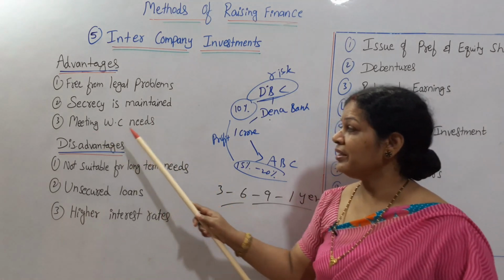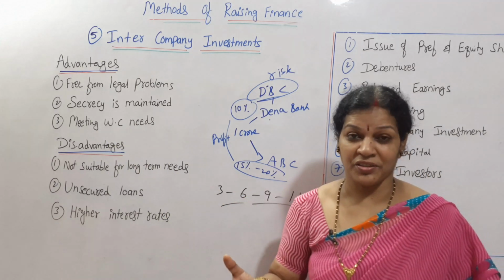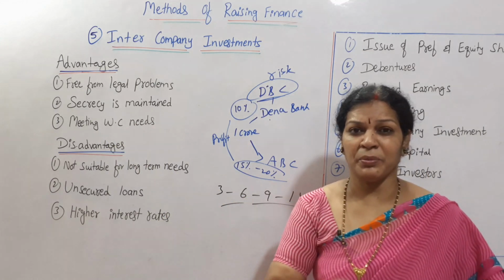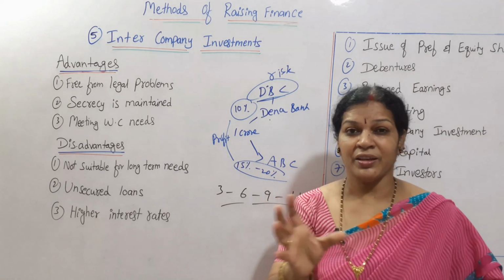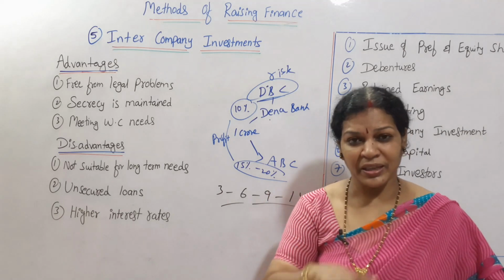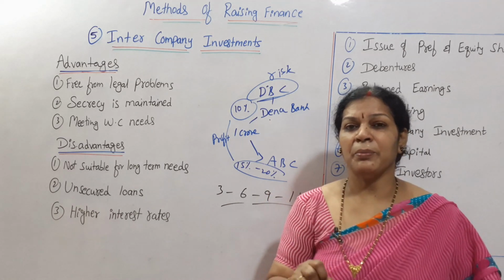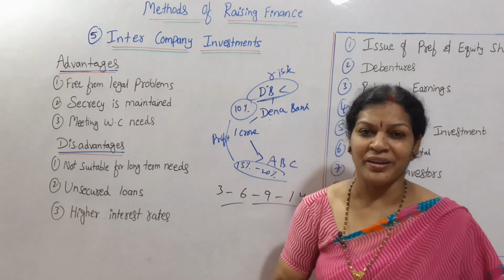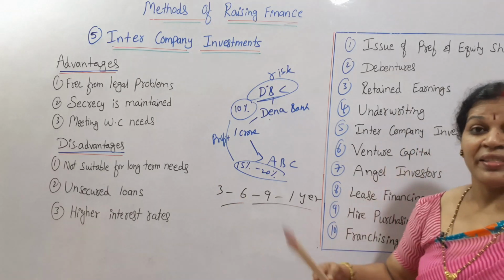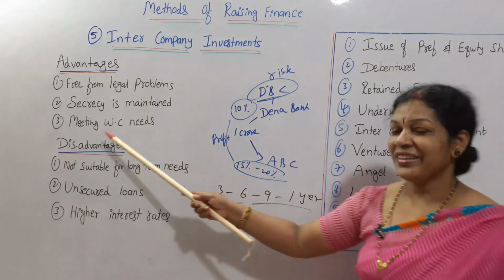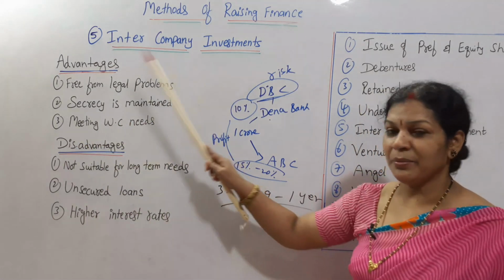And the next one is meeting working capital needs. Working capital means day-to-day transactions. Suppose we want to purchase raw material, pay the wages, pay the cartage and advertising, like day-to-day expenses, that is working capital. It is a short-term period, right? So from the short-term working capital point of view, this is the best one. Taking a loan from one company, either for 3 months or 6 months, then paying it back. So it is the best advantage of meeting the working capital needs. These are the main advantages.